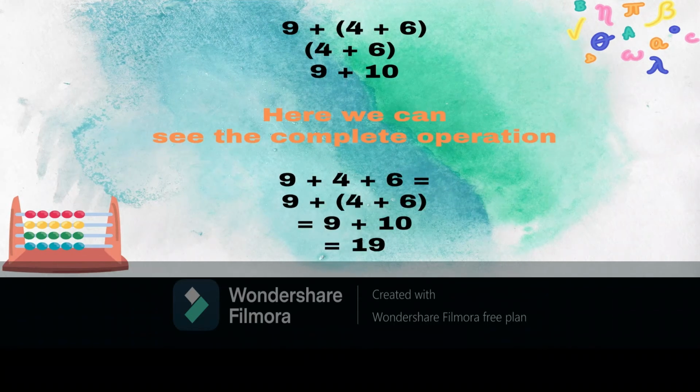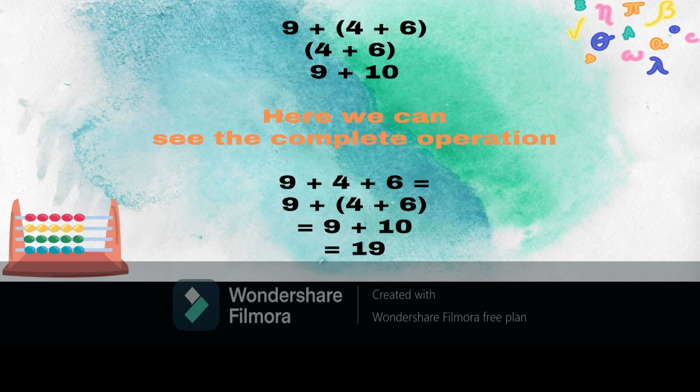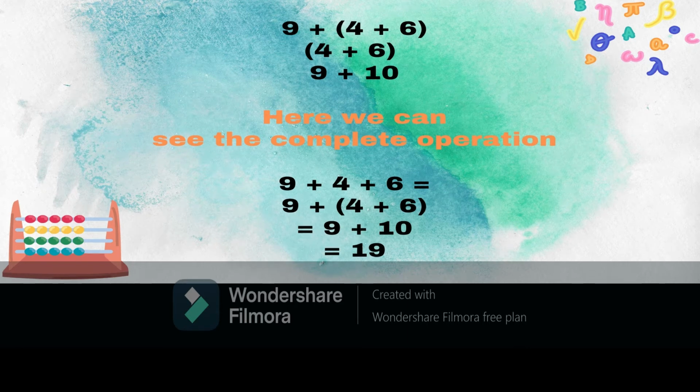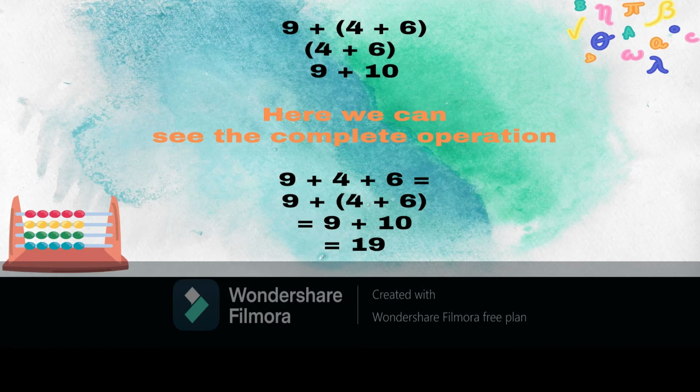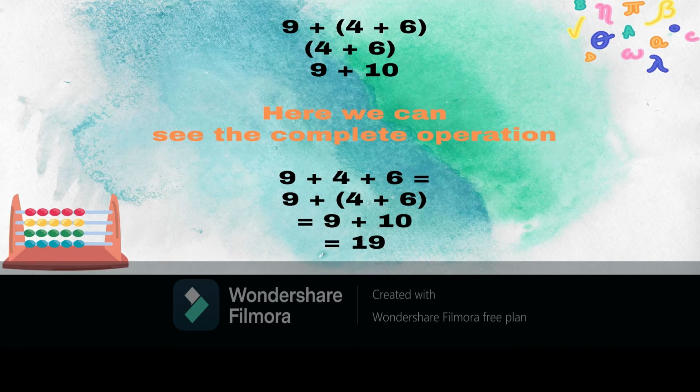The other way is like this: 9 plus (4 plus 6). Now, the parentheses tell us that we must first do the sum 4 plus 6. Once this is done, we can add the first number with the result obtained in the parentheses, 9 plus 10. Here, we can see the complete operation.